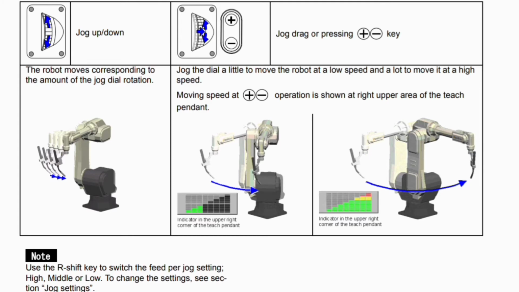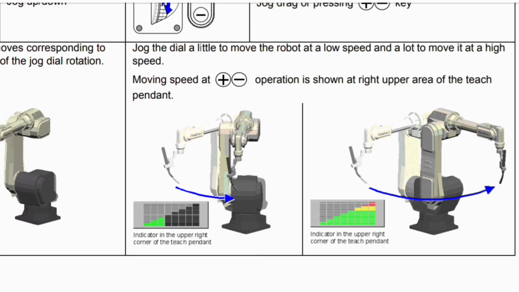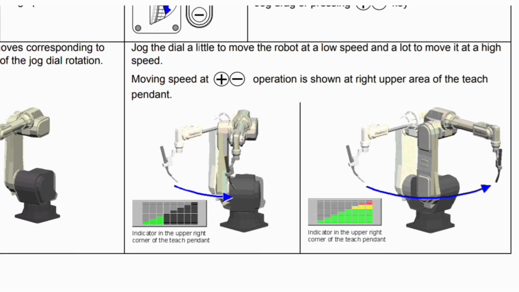operation is shown at the right upper area of the Teach-Pendent. You can see all this in this image. Indicator in the upper right corner of the Teach-Pendent. The second image shows the indicator in the upper right corner of the Teach-Pendent. You can see the movements of robots in this image.